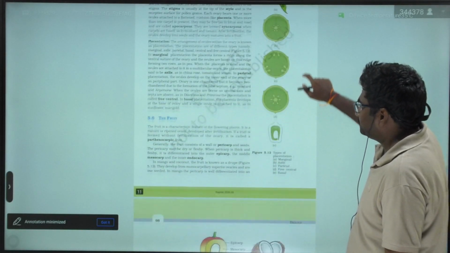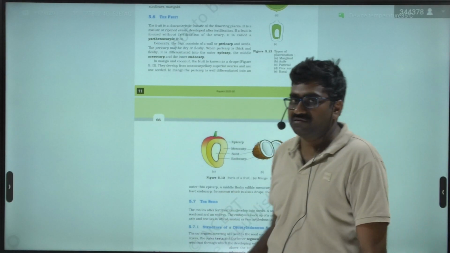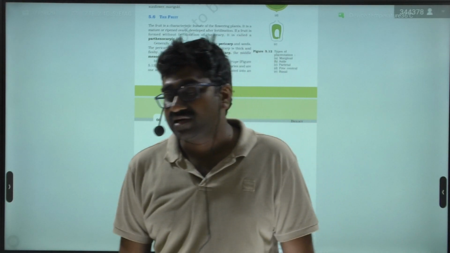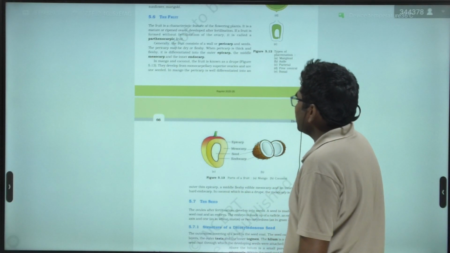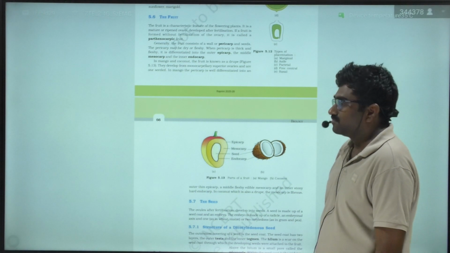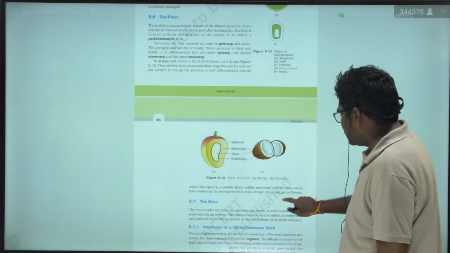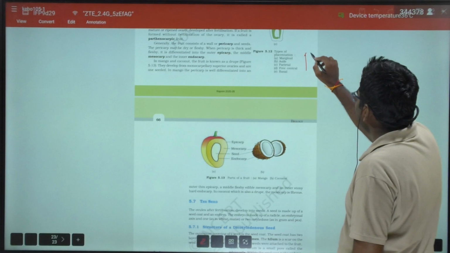Next, fruit. The fruit is a characteristic feature of flowering plants, and it is a mature or ripened ovary developed after fertilization. If a fruit is formed without fertilization, that is known as the parthenocarpic fruit.